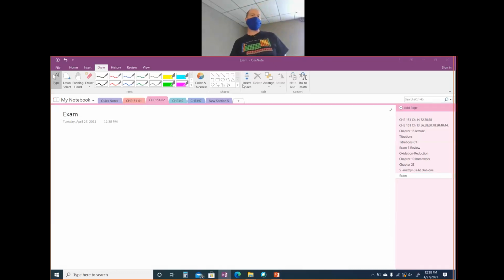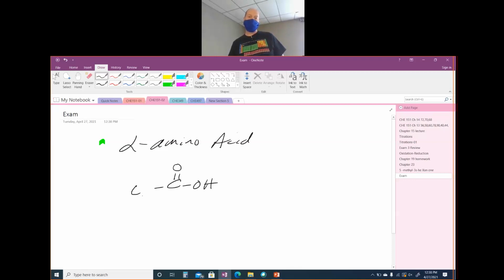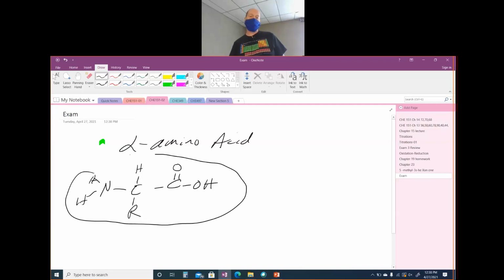All right, so your alpha amino acid. You have to know what an alpha amino acid means. So you have your acid, and off of your alpha carbon, the carbon connected to the C double bond O, you have an amine group, which is an NH2. This carbon has an H and it has an R. So here is a generic alpha amino acid.